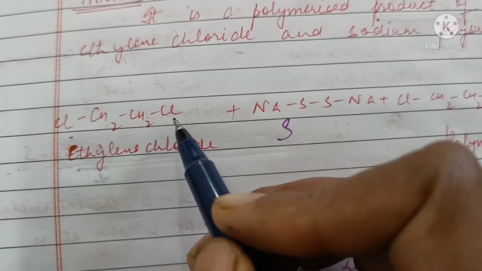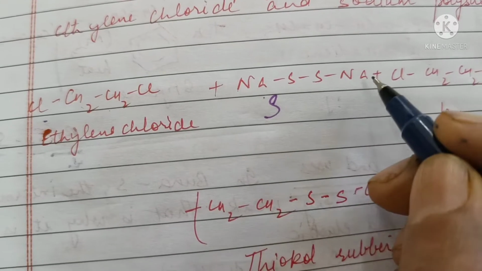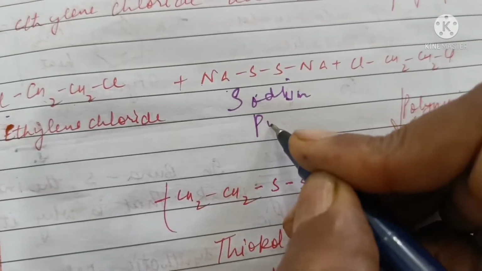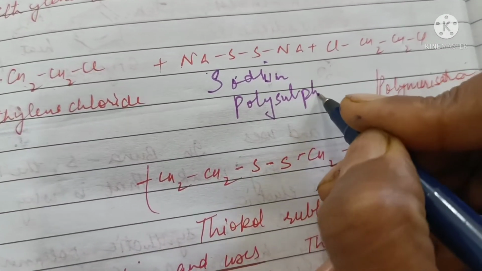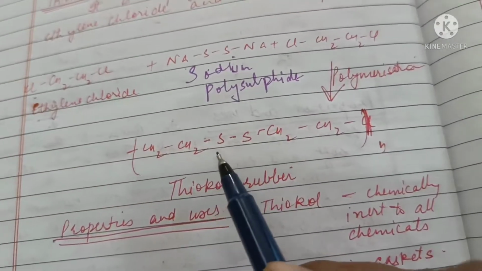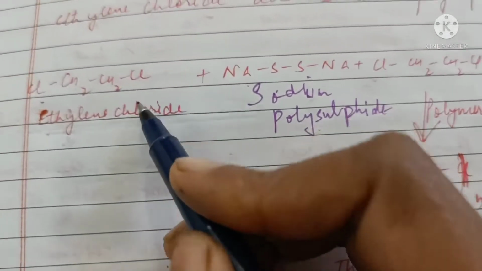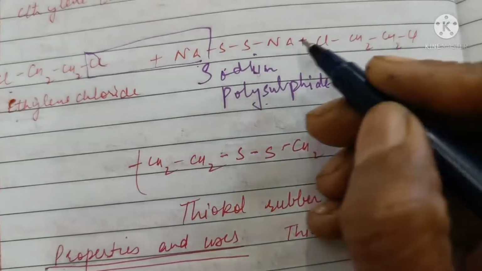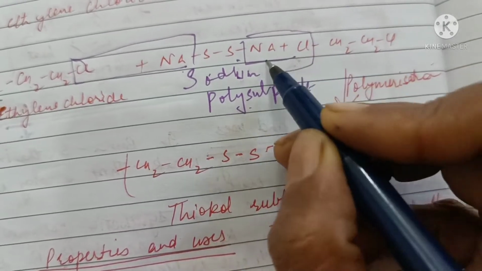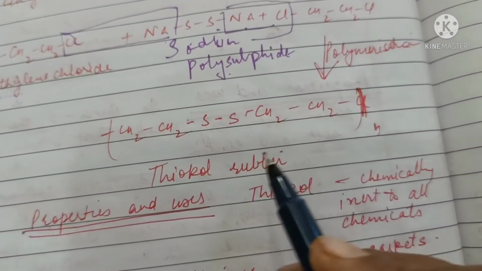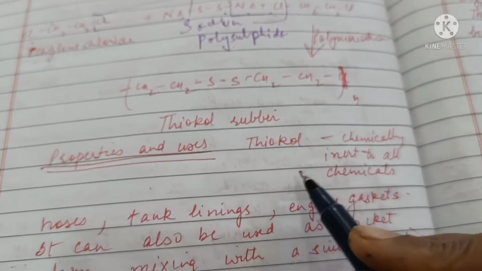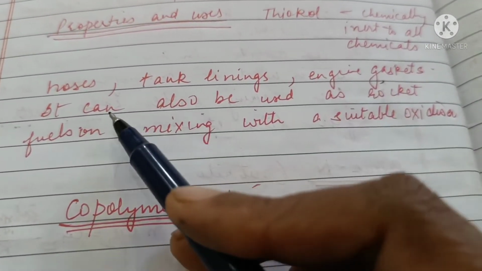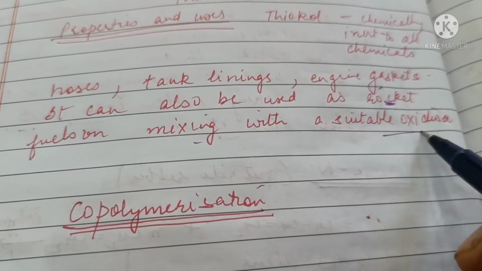So ClCH2CH2Cl is ethylene chloride, NaSSNa is sodium polysulfide, and these combine to form thiocol rubber. The Na of sodium polysulfide and Cl of ethylene chloride will combine to form NaCl. Similarly, this will also react with adjacent units and the three will join to each other to form sulfur linkages. This rubber is called thiocol rubber. It's chemically inert to all chemicals and used in hoses, tank linings, engine gaskets. It can also be used as rocket fuel on mixing with a suitable oxidizer.